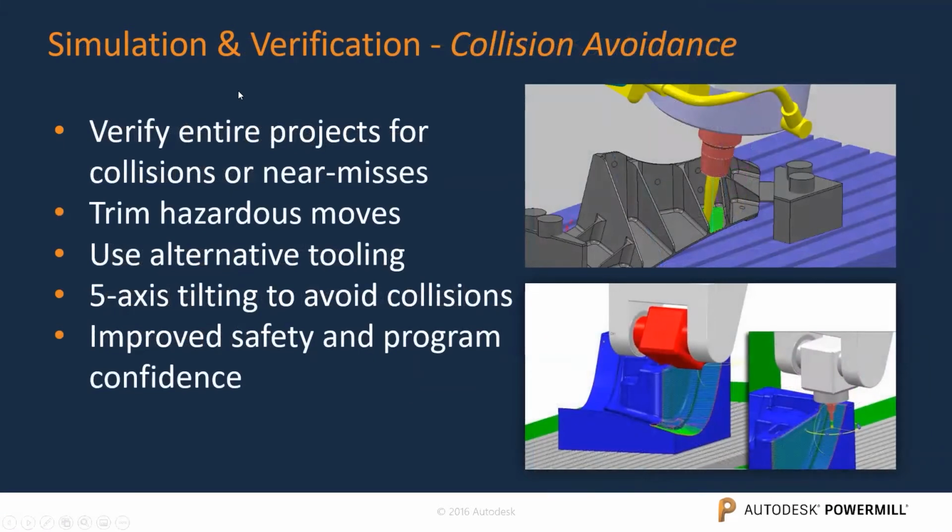Then on collision avoidance within each toolpath, we can do this for entire projects or individual toolpaths. Remove hazardous moves. We can break those hazardous moves up into separate toolpaths. We can have a different set of settings for one versus the next. And then using just automatic collision avoidance as well.